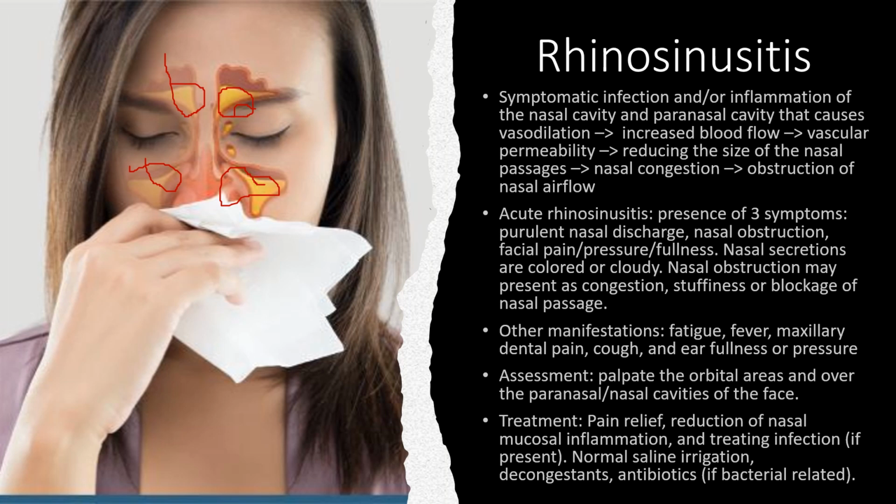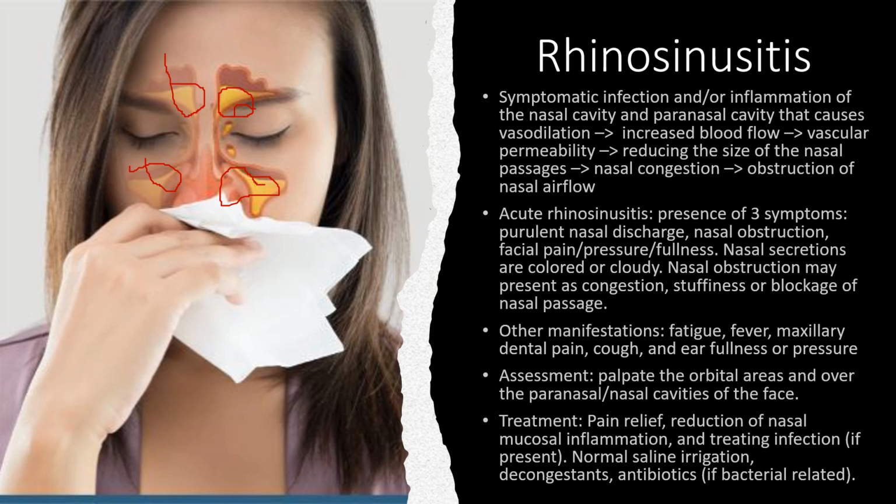So normal nasal secretions are clear, but for this, they're going to be cloudy or green and yucky looking. Nasal obstruction could be reported as congestion, stuffy nose, or they feel like their nose is blocked, they can't breathe through their nose. Facial pain, again, that's anterior face, periorbital areas. It could be a diffuse or localized headache. And onset of these symptoms really depends on the onset of the rhinosinusitis itself.